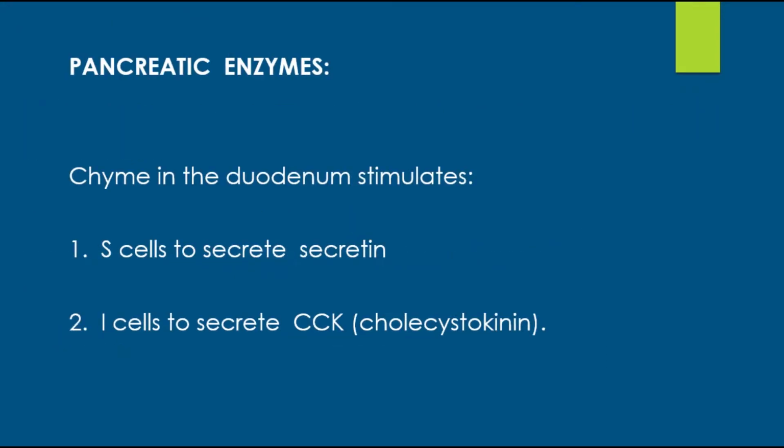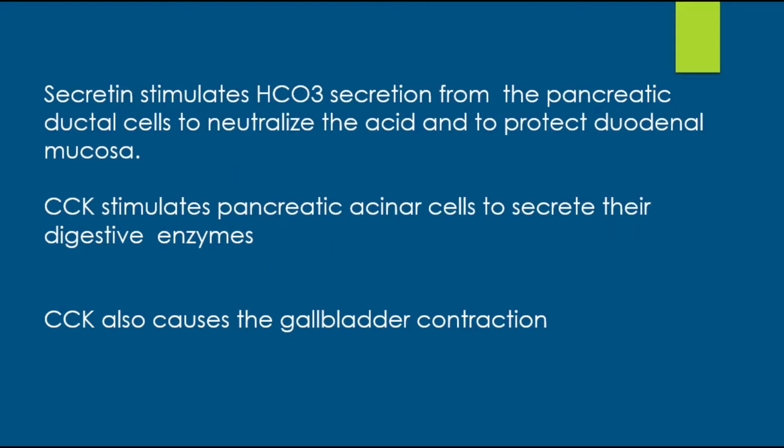Stomach is followed by the pancreas, which secretes pancreatic enzymes to further digest the food which enters the duodenum. Chyme in the duodenum stimulates both secretin and cholecystokinin, which are intestinal hormones, out of which secretin stimulates pancreatic bicarbonate for the protection of duodenal mucosa from the acidic chyme, while cholecystokinin stimulates acinar cells to secrete digestive pancreatic enzymes and also contracts the gallbladder.